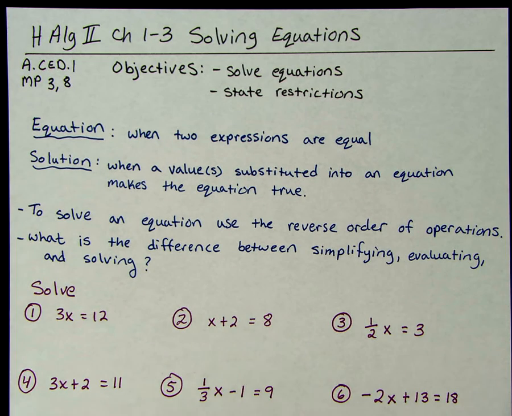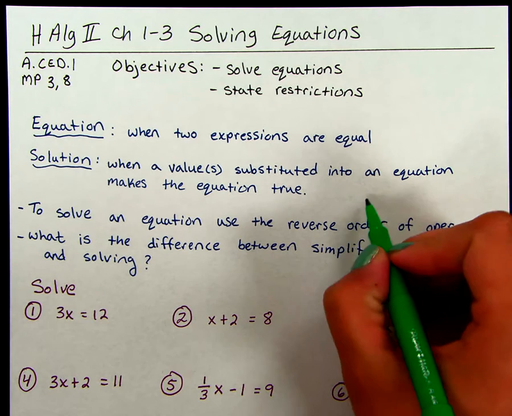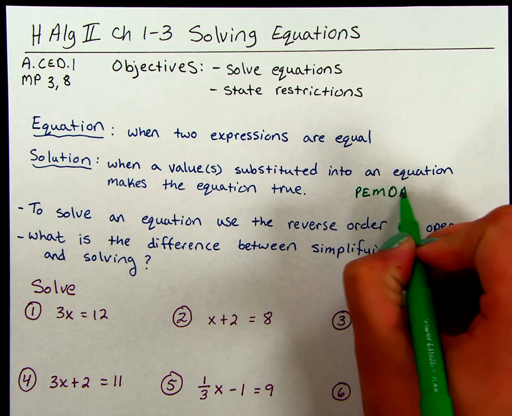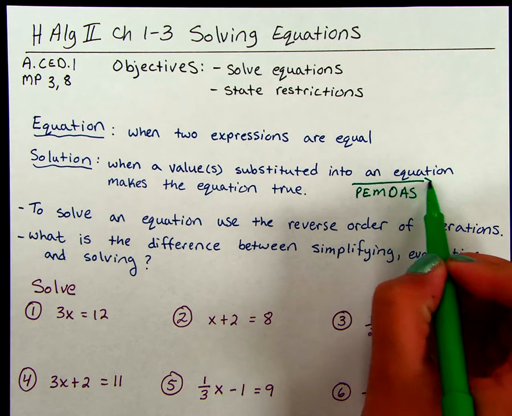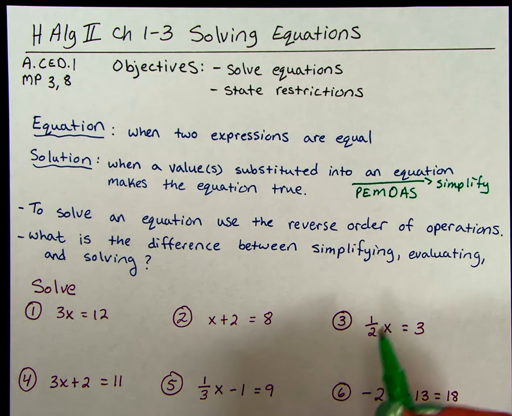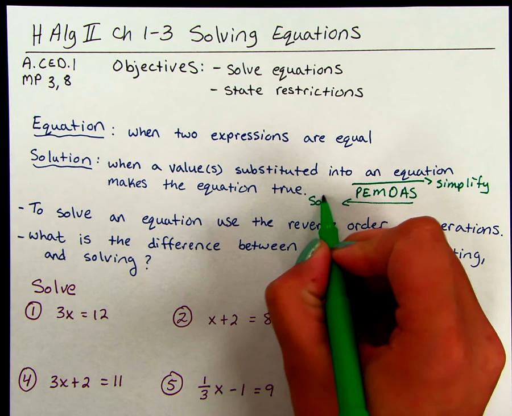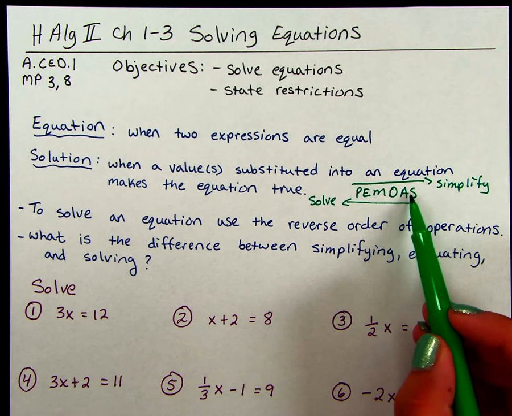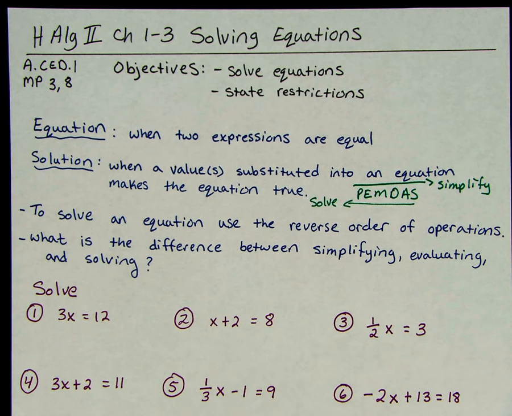So to solve an equation, we are using the reverse order of operations. So remember, our order of operations is, please excuse my dear Aunt Sally. So when we simplify, we go this direction. So this is to simplify. When we are solving, it is the opposite. So we're undoing everything. We're going this way. So that means that we start by undoing adding and subtracting, and then multiplication and division. So keep that in mind as we start our solving process.